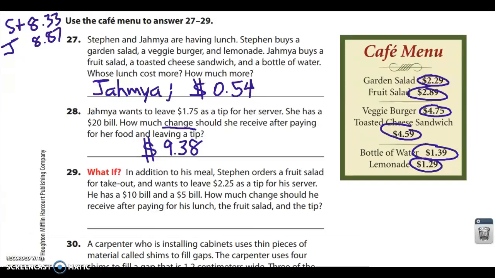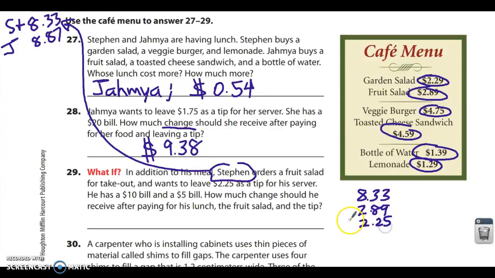We'll just ditch it. In addition to his meal, Stephen orders a fruit salad for takeout and wants to leave $2.25 as a tip for his server. So go back up to Stephen. Remember Stephen right here? Stephen, way up here in the corner, 833. Stephen spent $8.33 on lunch, but then wants to order a fruit salad for takeout. So go up to the fruit salad. It's $2.89. So we're going to add $2.89. We're also going to add $2.25 for the tip.